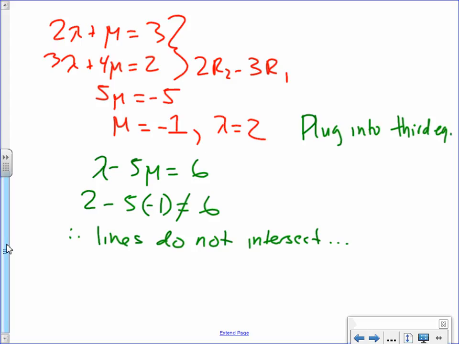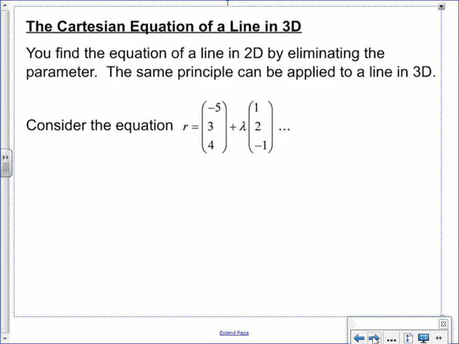Joy? Okay. Did Meta go over the Cartesian equation for 3Ds? Maybe? Let's see if this is familiar. That would be nice. Yeah, so you can see how far she went. That'd be great. All right. Here we go.